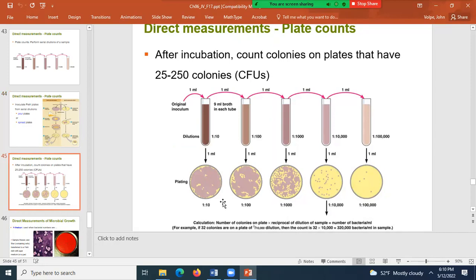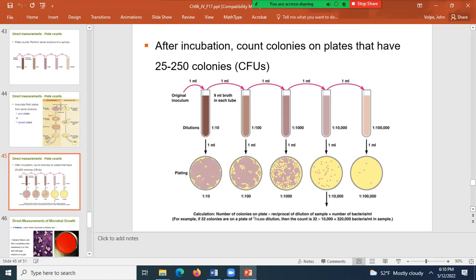So as you can see, in many of the dilutions, as well as the original, there would be too many cells to count. And for doing a count of these, you just say TMTC or TNTC, too many to count or too numerous to count. And on some of the plates, or one of the plates, depending on how your dilutions are, there will only be a few colonies. What you want to do is count the colonies between 25 and 250.